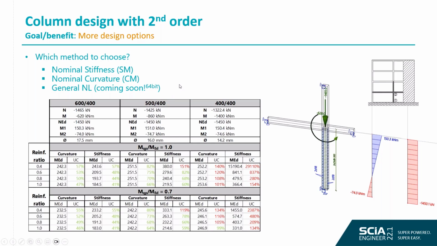And maybe information for you that this option for 1D elements will be available in the very next version in 64-bit, together with the existing solution for 2D. So you can look forward to this option as well. But today we will just compare nominal stiffness and nominal curvature method.